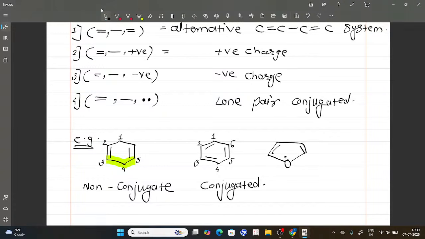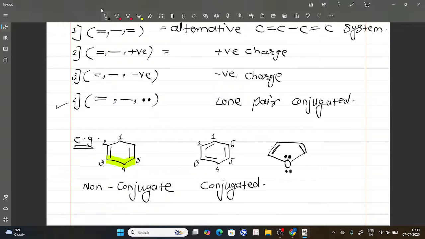This oxygen carries a lone pair of electrons. You have to remember one thing, that the lone pair of electrons which are present inside the ring are counted in a conjugation. The lone pair of electrons which are present outside the ring are not counted in a conjugation. Okay, so this point is there.